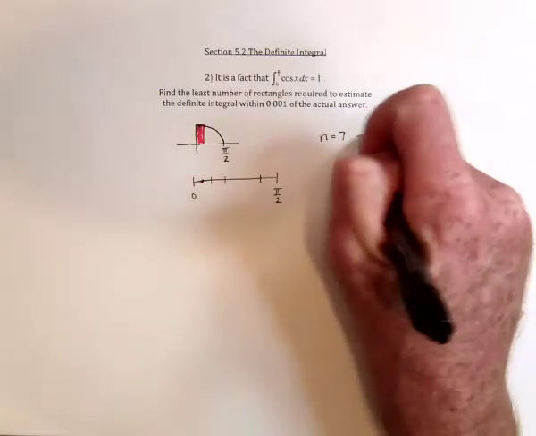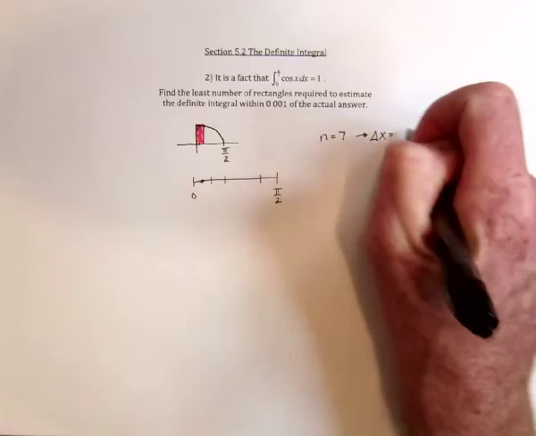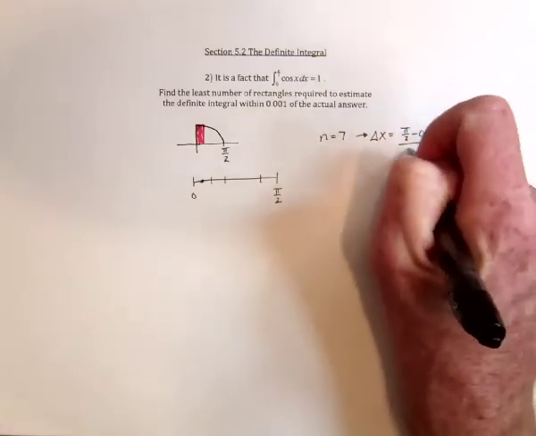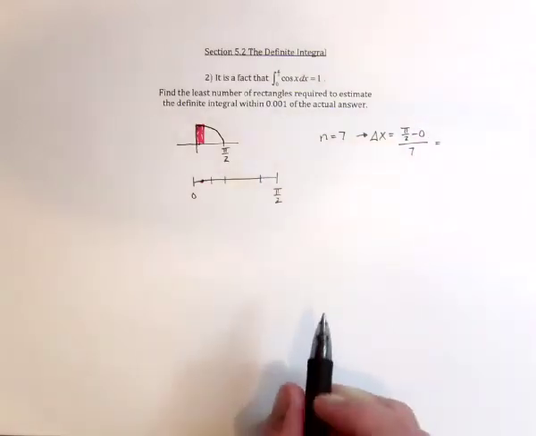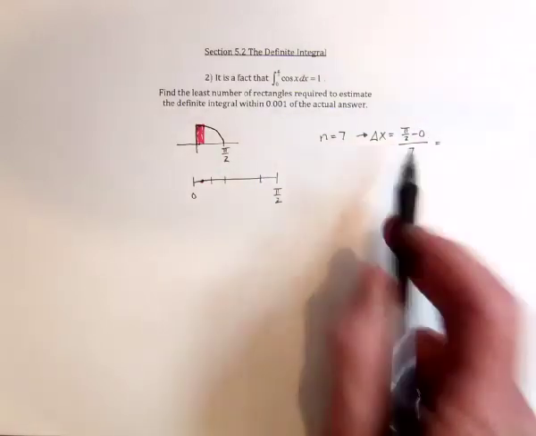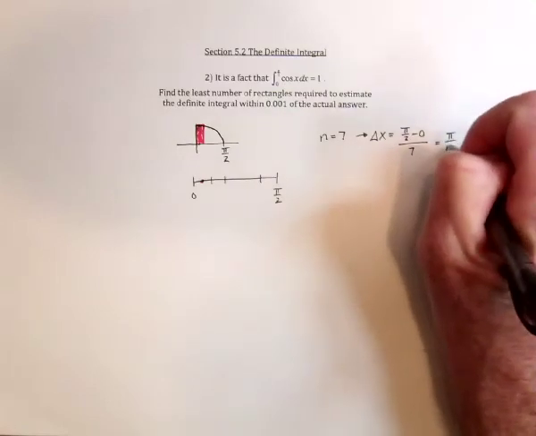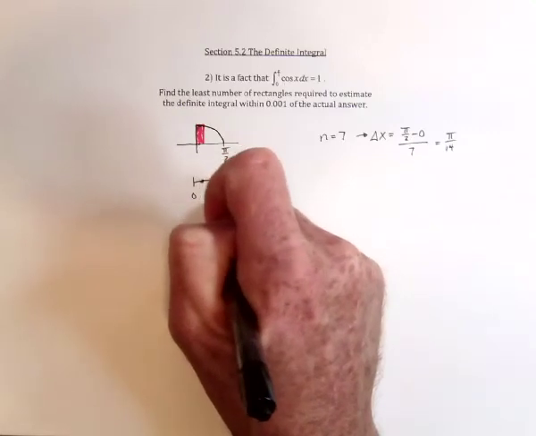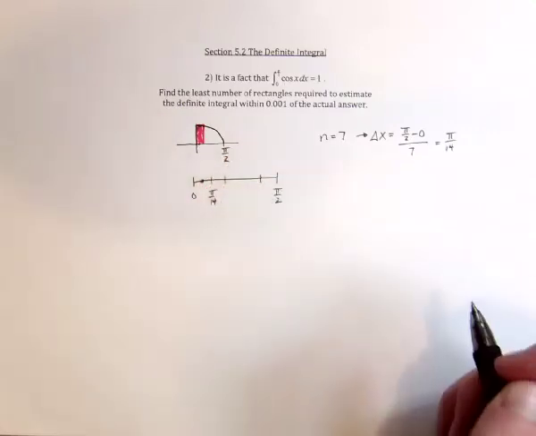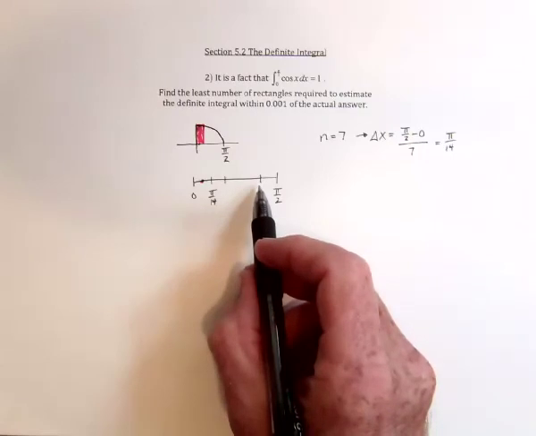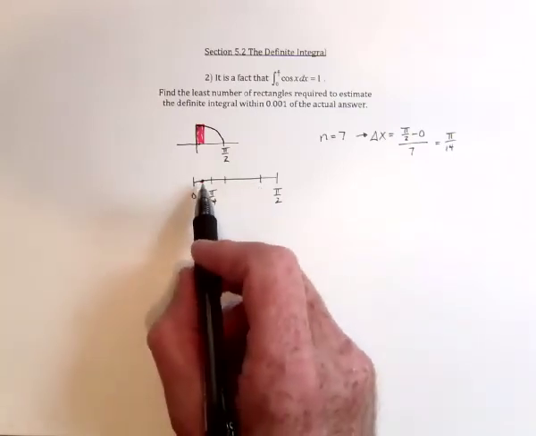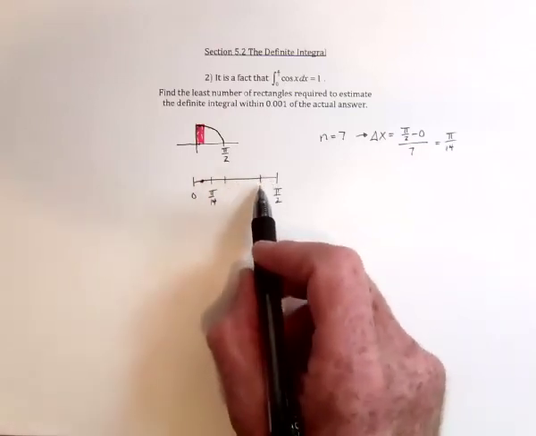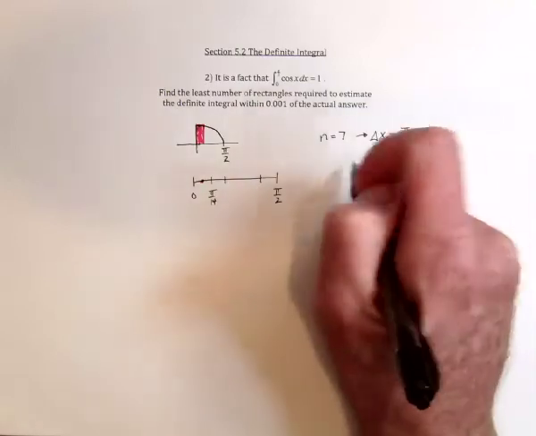So in other words, delta x is going to be, take pi over 2 minus 0, and then divide that into 7 pieces. So this will become pi over 14. So this is going to go from 0 to pi over 14. And then I need the last one. So I need to be able to tell the calculator, start over here, add up all of the areas, and stop right here. So I need to know, let's see, just to the left of pi over 2.